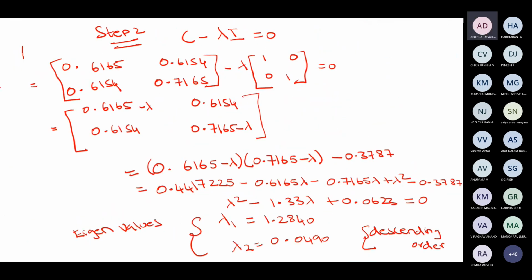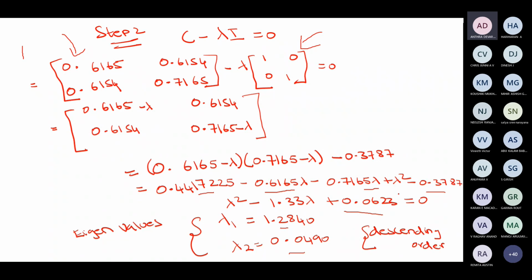Now step number 2, to find the eigenvalues. The formula is the determinant of covariance minus lambda into identity. We take the covariance matrix we found and lambda into identity. When you plug in the values and do the math, I have done most of the steps individually. I get lambda squared minus 1.33 lambda plus 0.623. Use the calculator to get the lambda 1 and lambda 2 values.